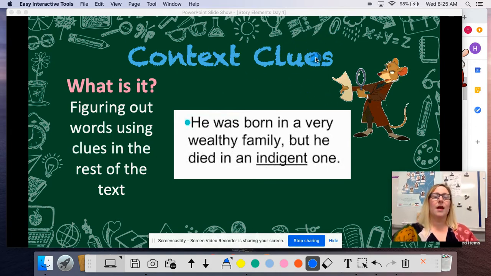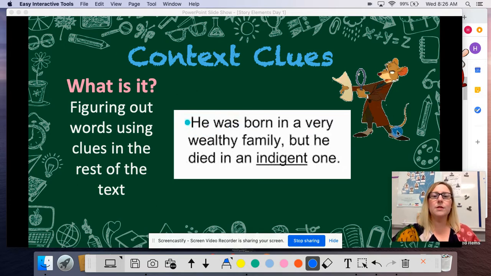And I have this little detective mouse here because when I think of context clues, I think of it as very similar to solving a mystery. The unknown word is your mystery, and you figure out a mystery by looking for clues. So you look all around the unknown word, look for clues that will help you figure out what the word means. For example, let's look at this sentence on the slide.